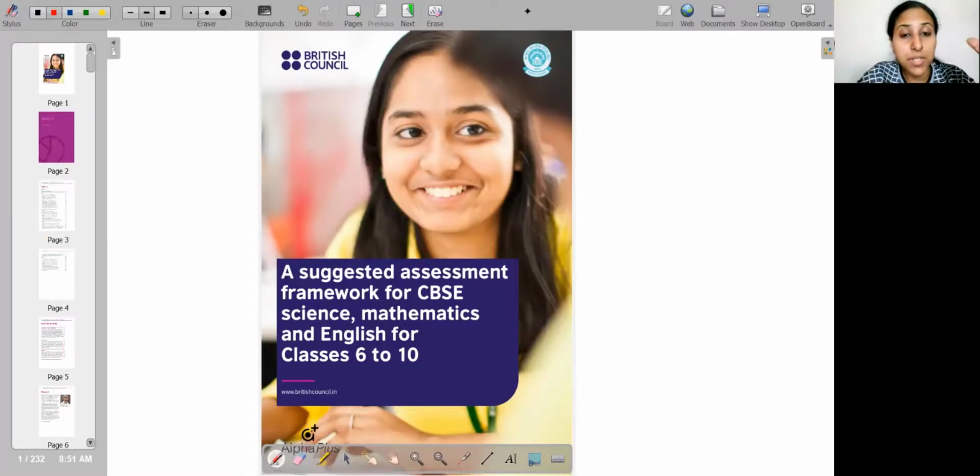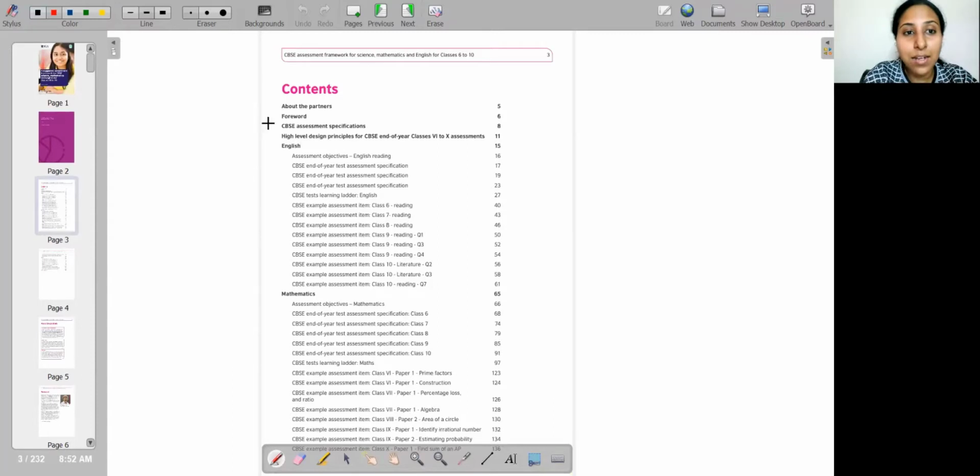So this is a document which talks about the suggestions by the British Council for the CBSE Science, Mathematics and English papers for classes 6 to 10. If you see the contents of this, there are assessment specifications which have been provided, the design principles for the question paper, and also recommendations on types of questions which can be asked for the different sections.